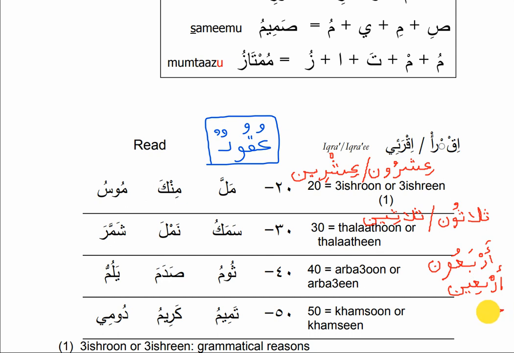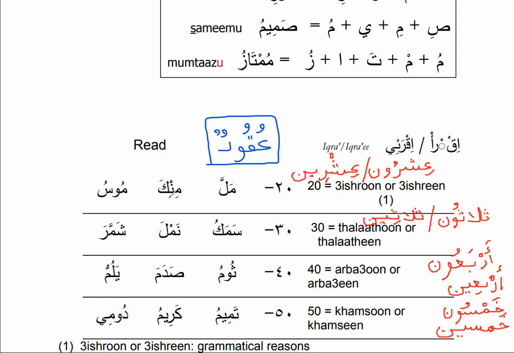Fifty, fifty, and khamsin. Sorry, khams and sin with a ya. So these are uqud. And now let's see the first line. We have malla. There is a shadda on lam. So it's malla. The second word is minka.